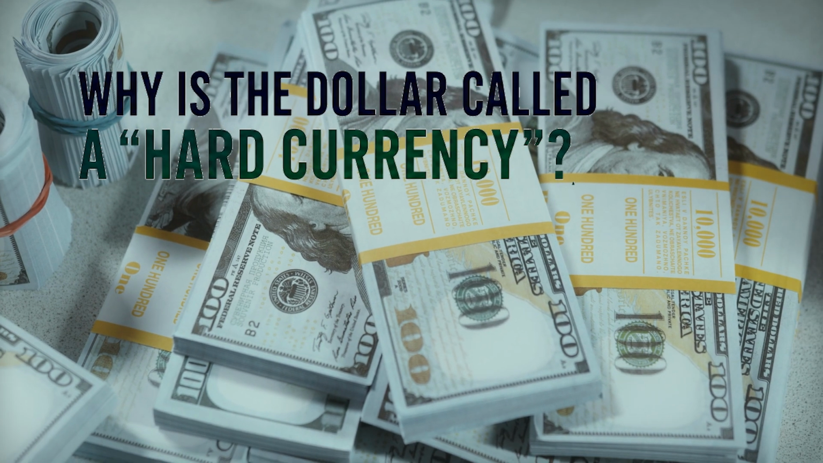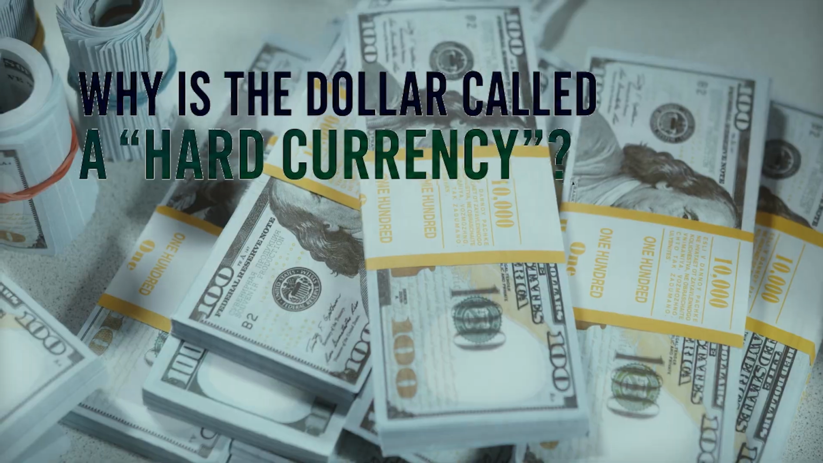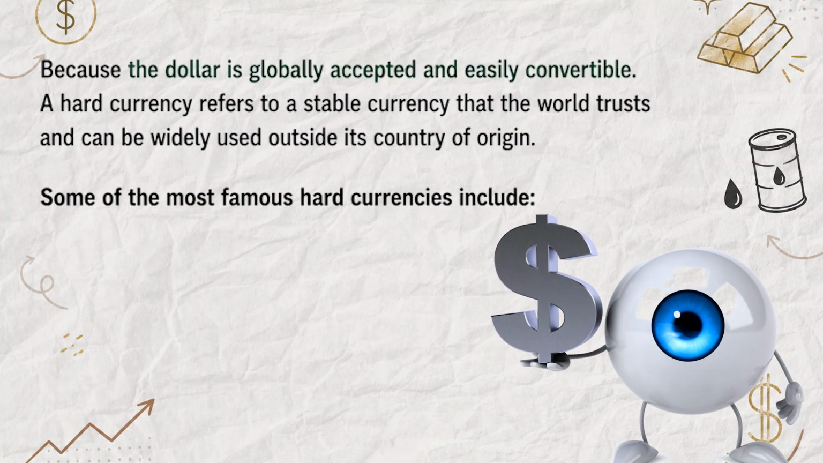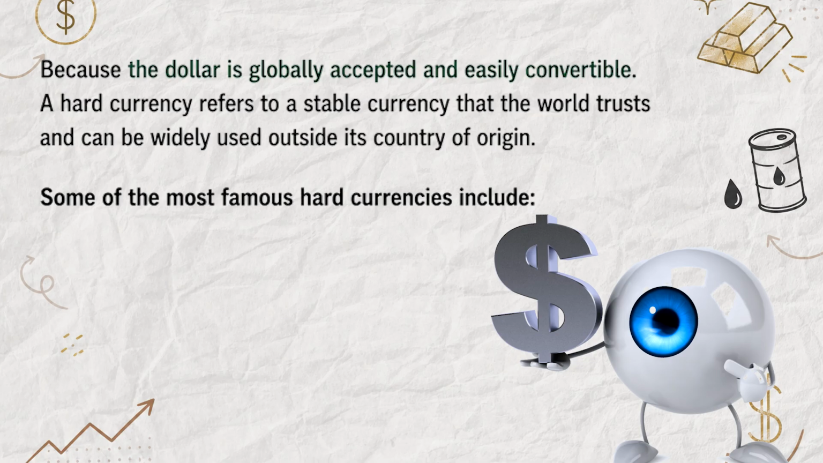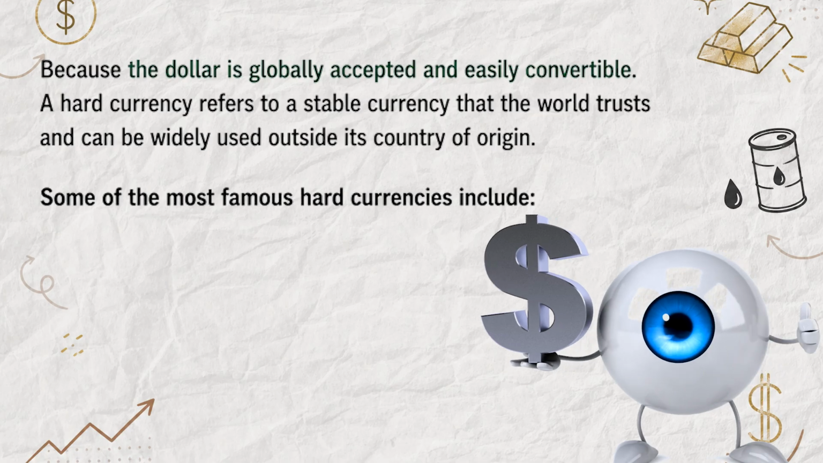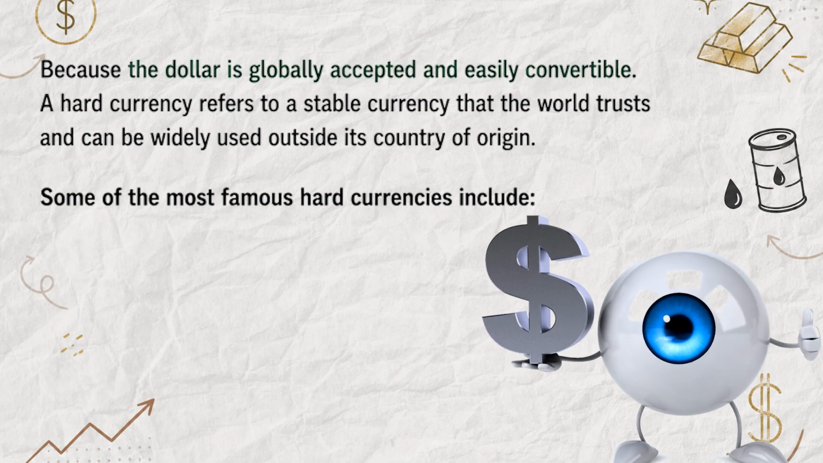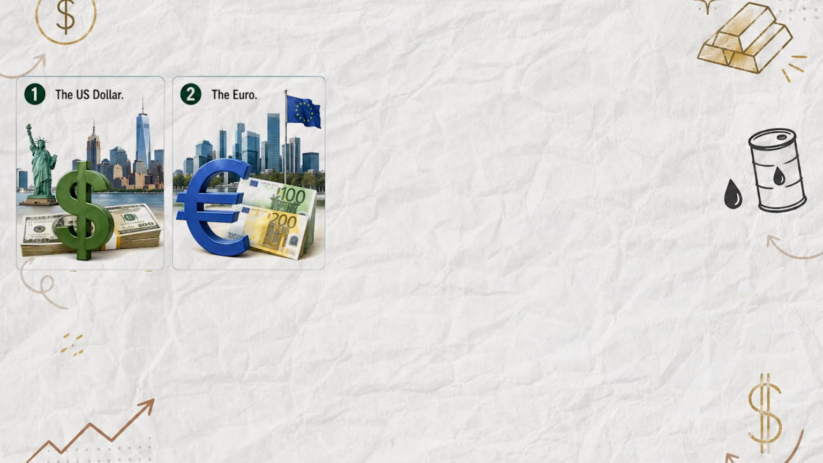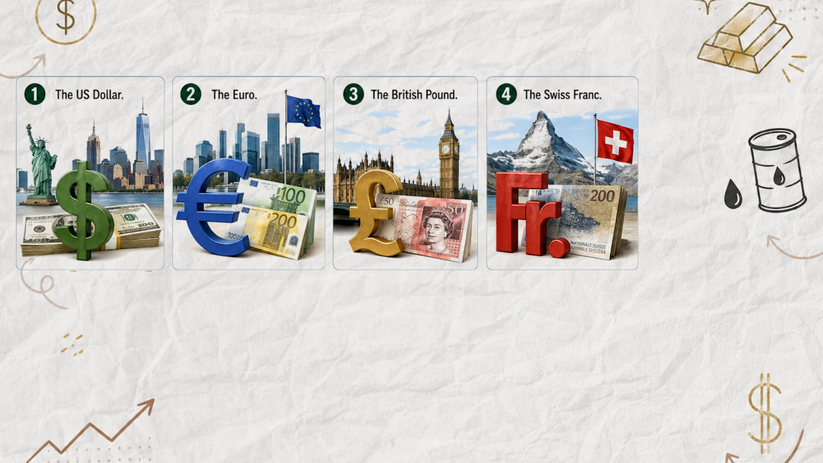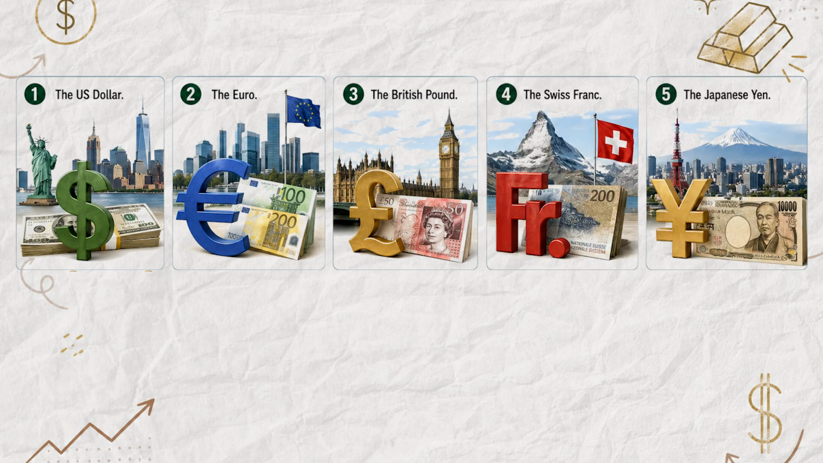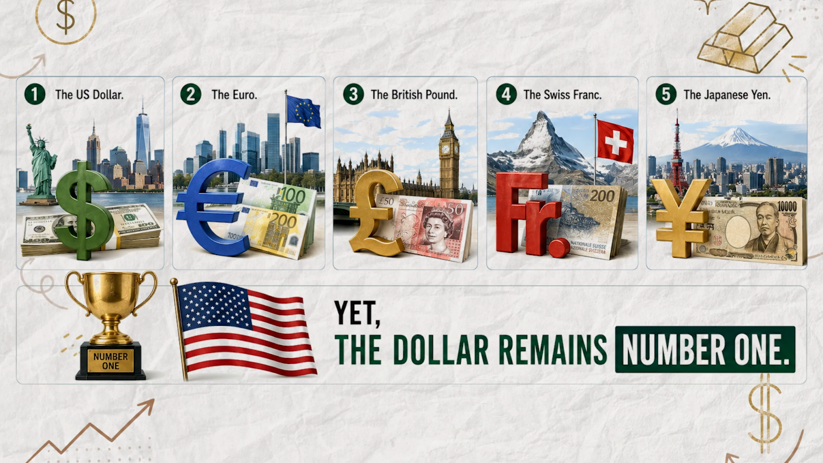Why is the dollar called a hard currency? Because the dollar is globally accepted and easily convertible. A hard currency refers to a stable currency that the world trusts and can be widely used outside its country of origin. Some of the most famous hard currencies include the US dollar, the euro, the British pound, the Swiss franc, the Japanese yen. Yet, the dollar remains number one.